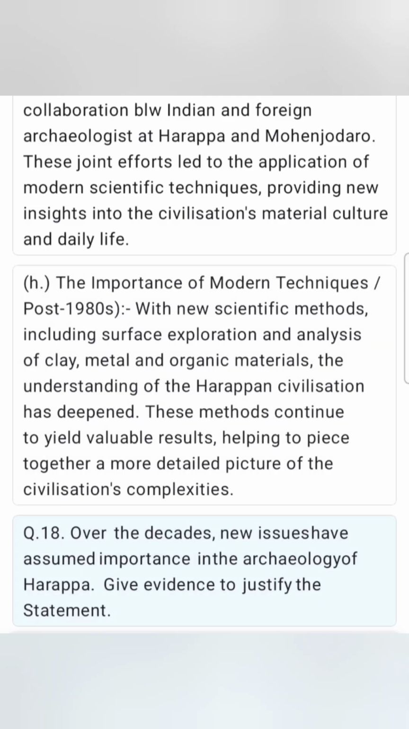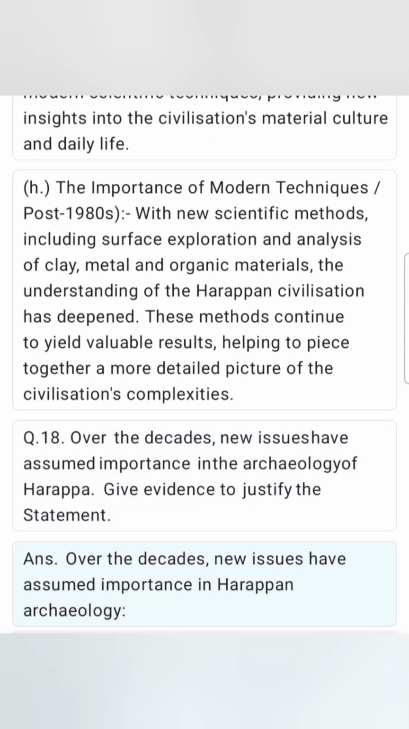Q. 18. Over the decades, new issues have assumed importance in the archaeology of Harappa. Give evidence to justify the statement. Ans. Over the decades, new issues have assumed importance in Harappan archaeology.